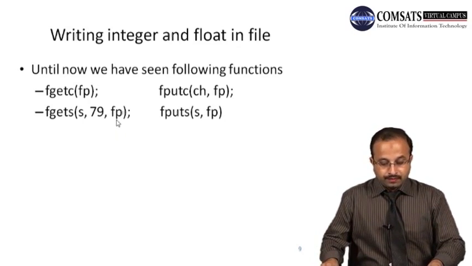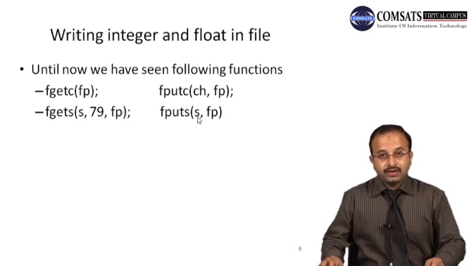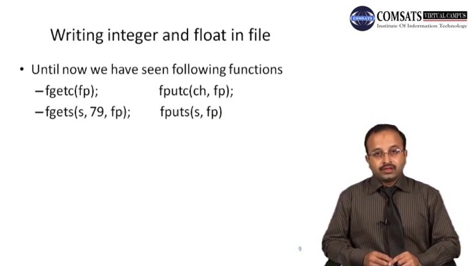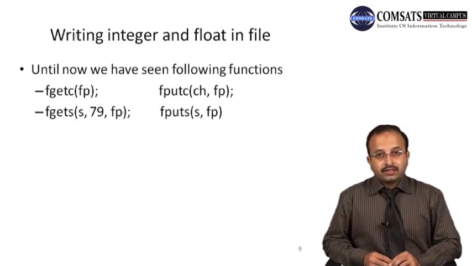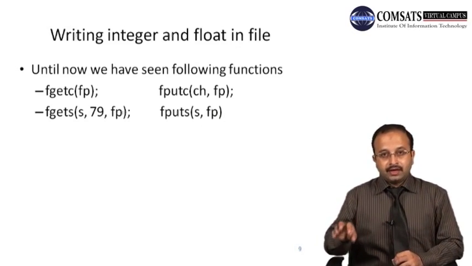So this function fgets reads 79 bytes from fp and writes it in s. fputs, this function reads the string or the characters that are in s and writes them in fp. So this is the base address of the string or a character array. It will read the characters from this string until it finds null and write all those characters in fp.